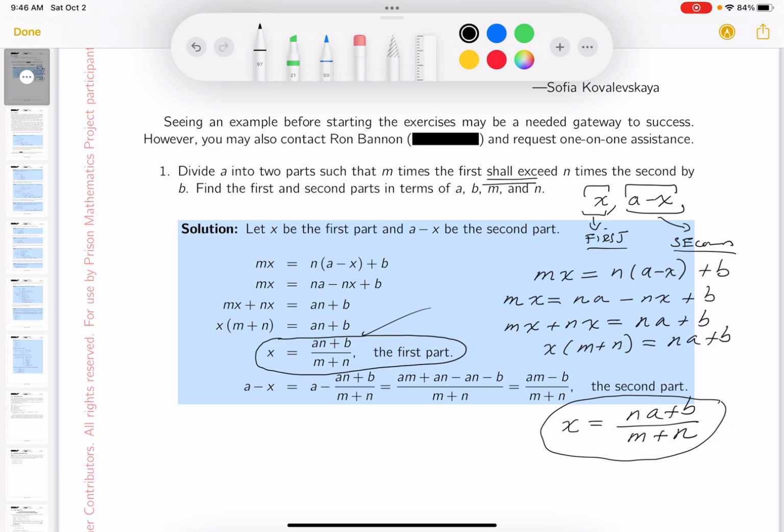Now someone says, how would you get the second part? Well, the second part is going to be A minus X. And what's X? Well, I got it written down. It's NA plus B over M plus N. Well, I got to do that, and we'll look at the key later. Common denominator is M plus N. What do you get for the numerator? A times M plus N. We will do the work. Minus NA minus B. All right, let's keep moving.